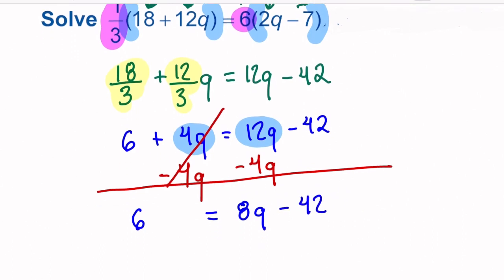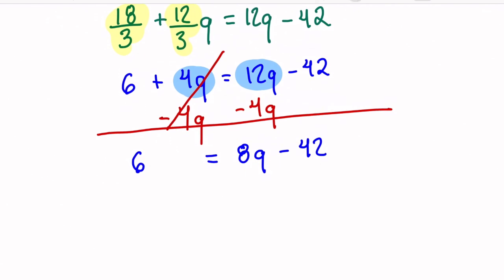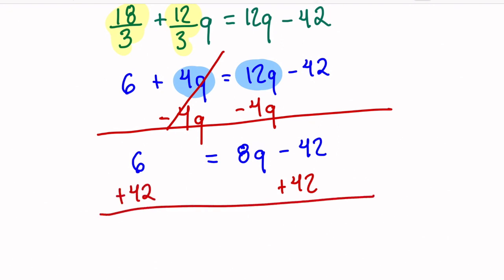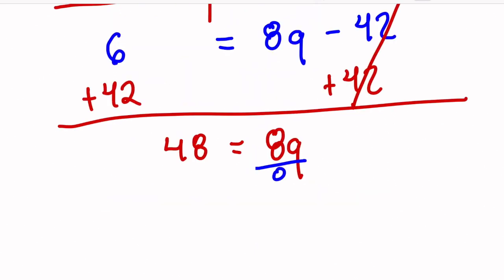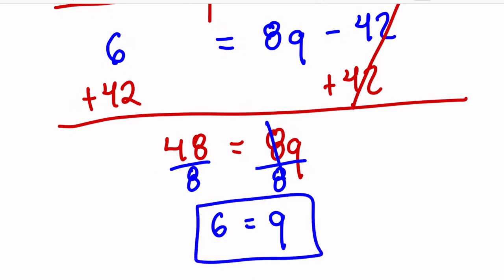Now that we dealt with the variables, we're going to deal with the 6. We've got to add 42 on both sides. So the 42's cancel because you get 0, bring down the 8q, which we haven't used yet, bring down the equal sign, and then 6 plus 42 will be 48. Finally, we've got to divide both sides by 8. The 8's cross out, so we get 1, bring down the q, and then 48 divided by 8 is 6. So the answer to this problem is 6 equals q, or q equals 6.